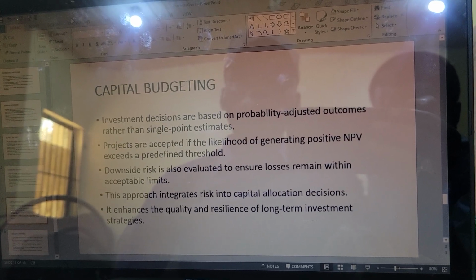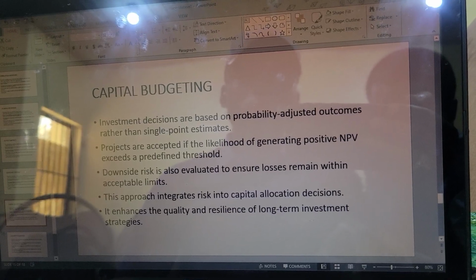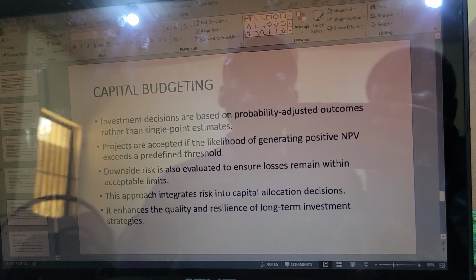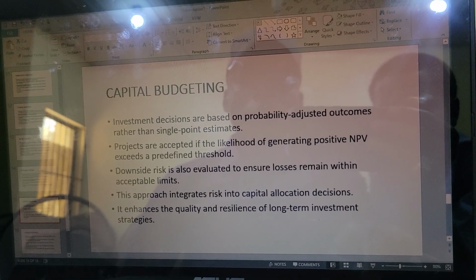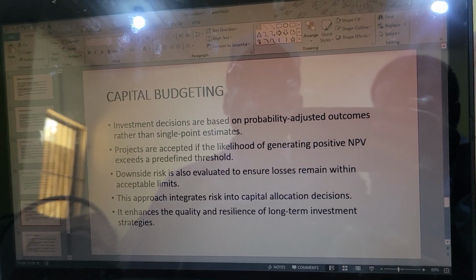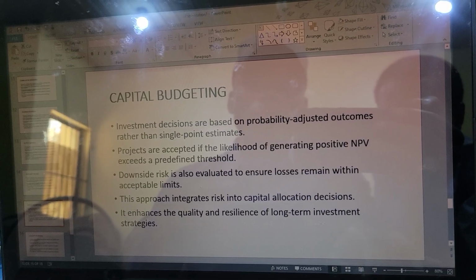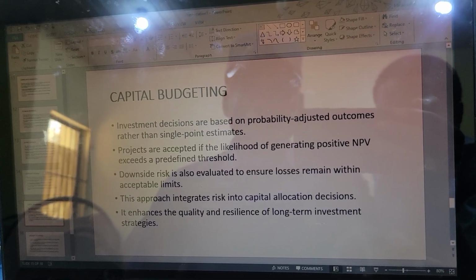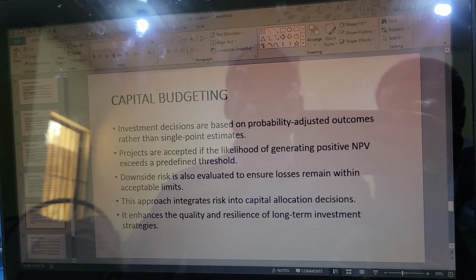The capital budgeting. Investment decisions are based on a host of factors. However, they are also based on probability-adjusted outcomes rather than single point estimates. Projects are accepted if the likelihood of generating positive NPV exceeds a predefined threshold. Downside risk is also evaluated to ensure losses remain within acceptable limits.